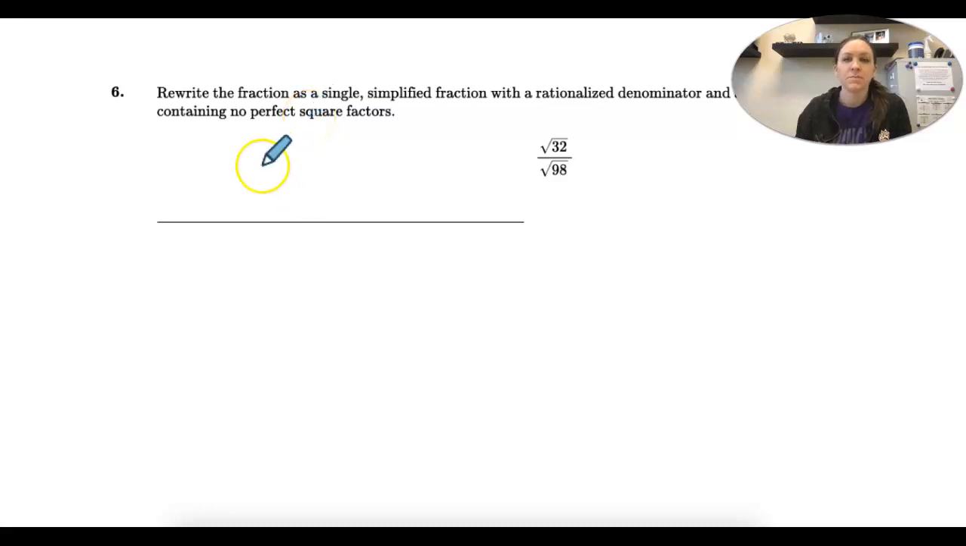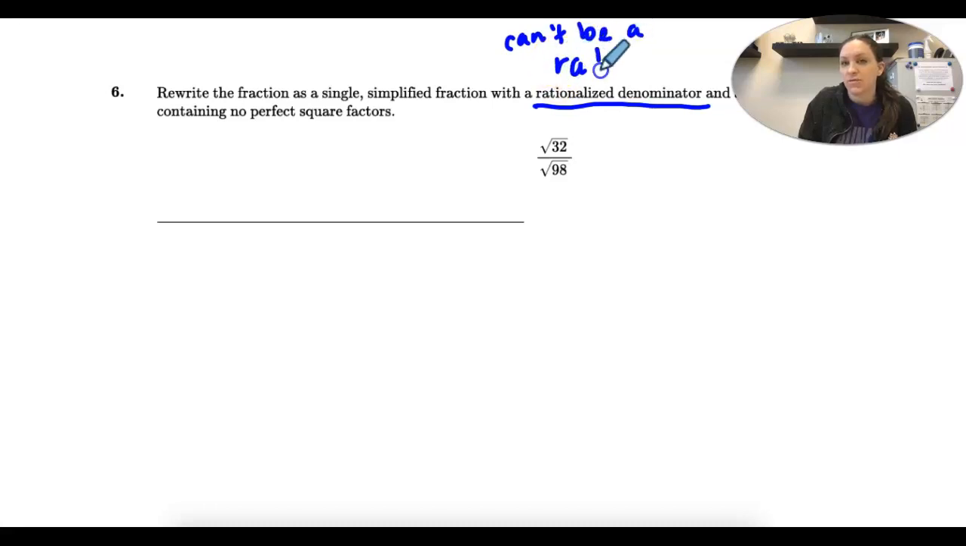Number 6, rewrite the fraction as a single simplified fraction with a rationalized denominator. So that means that the denominator can't be a radical. And a radical is the root, it's the square root part. So we just want it to be a number.